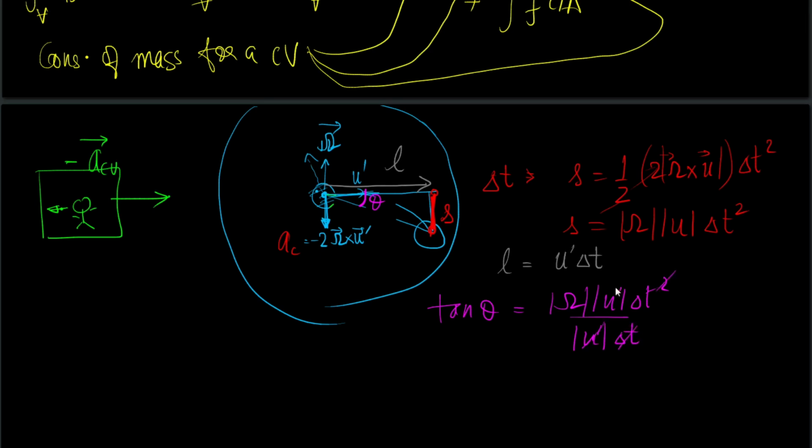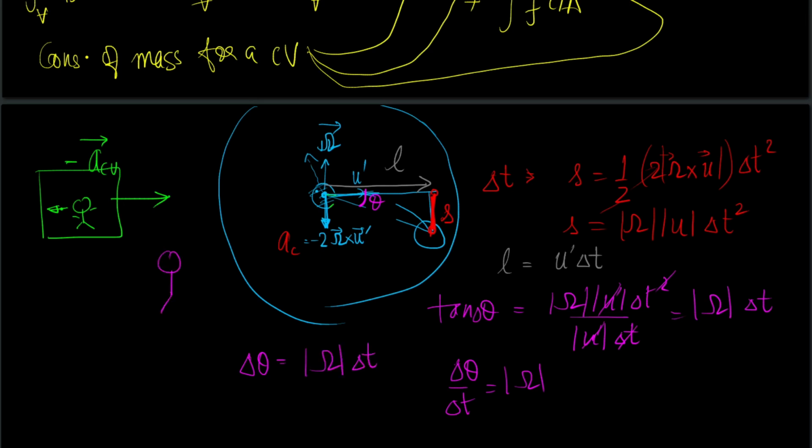Delta t cancels out, this cancels out. So this comes out to be omega delta t. And for small times, tan theta will be theta. So delta theta upon delta t will be equal to omega. So it appears to deflect by this particular angle.